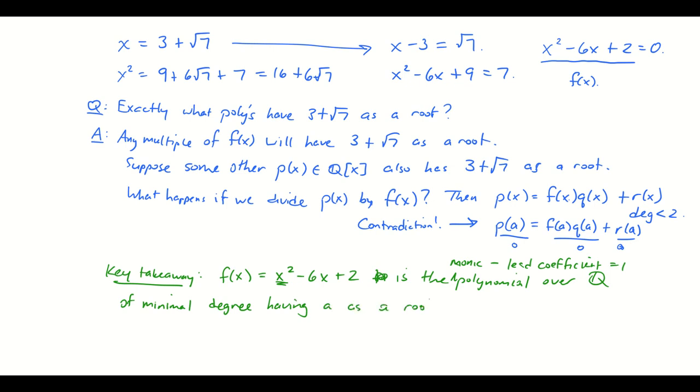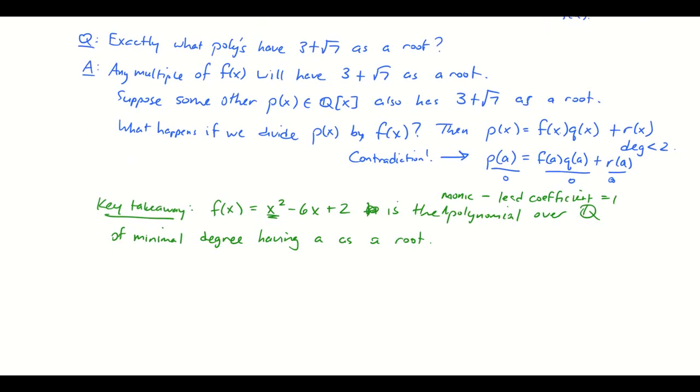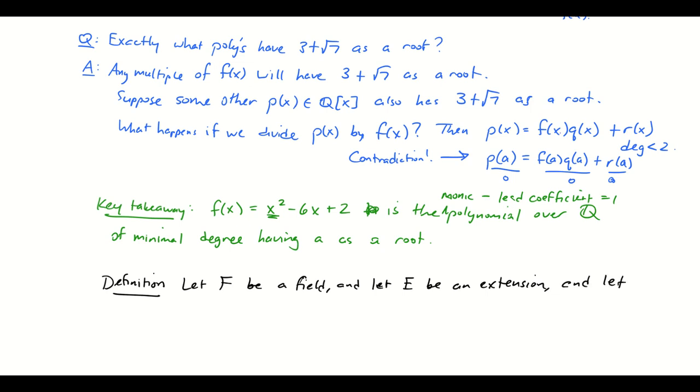And now that we've built up all this motivation, like 7 minutes worth of motivation, we're ready for our next definition. Definition. Let F be a field, and let E be an extension. And let A be an element of E. And we're actually not going to prohibit A from being an element of F itself. It's just that this definition is going to be kind of boring if A is an element of F itself.